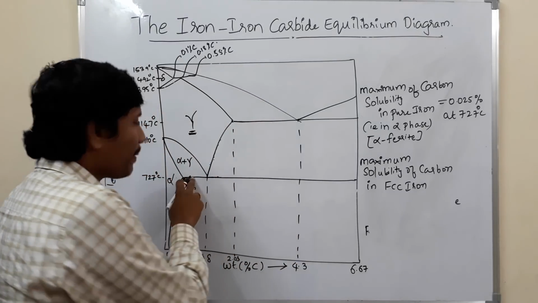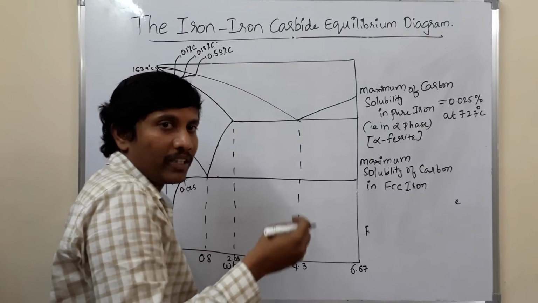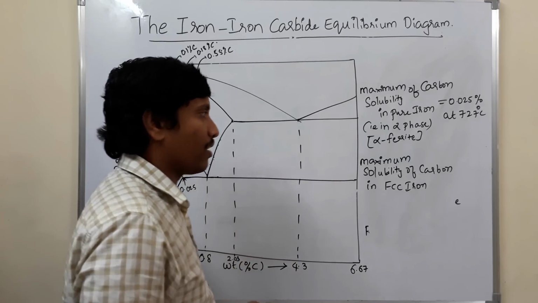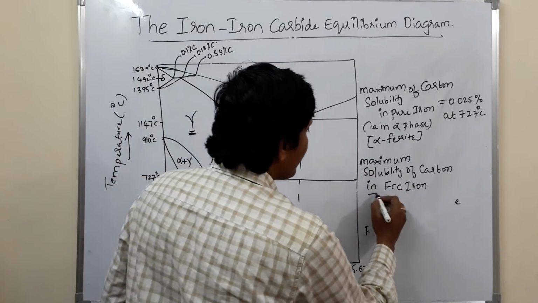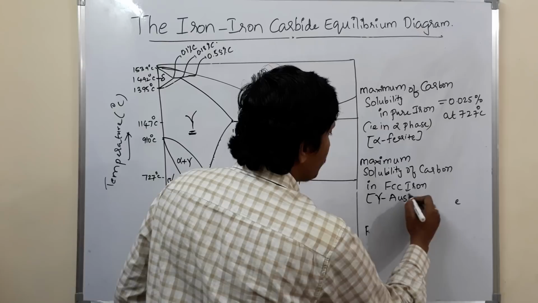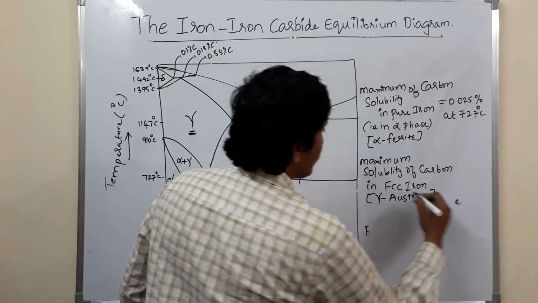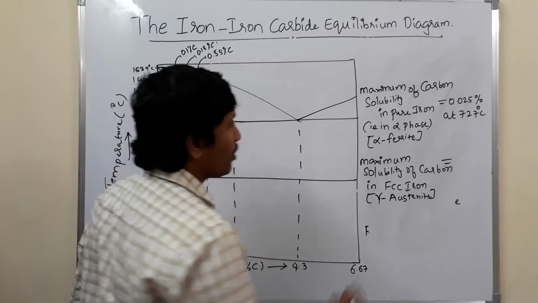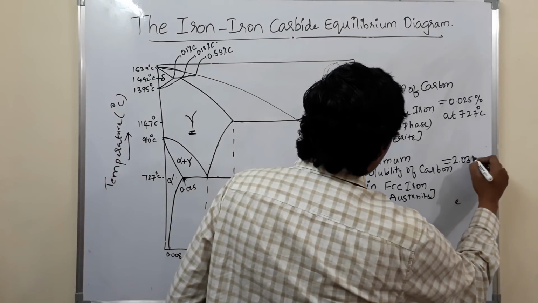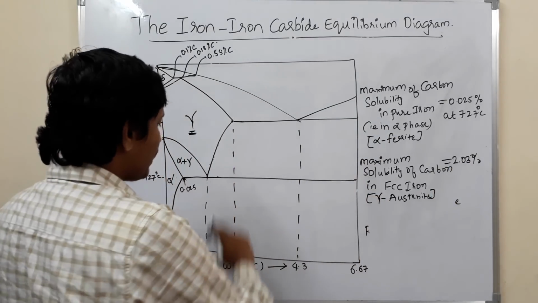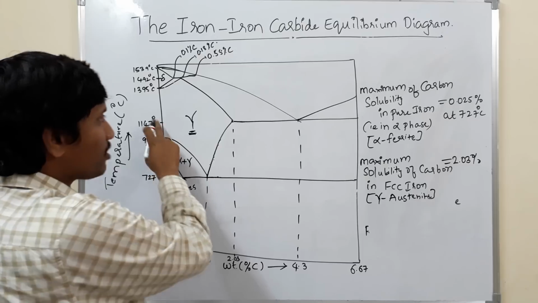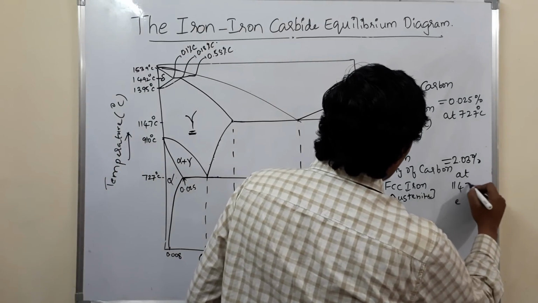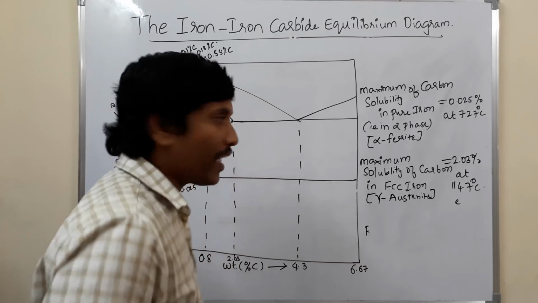This means that at higher temperatures, the body centered cubic crystal structure of iron converts to face centered cubic crystal structure. So FCC iron is gamma austenite. The solid solution is gamma austenite. How much carbon can it hold? It is equal to 2.03 percentage. At what temperature? It is at a temperature of 1147 degrees centigrade.